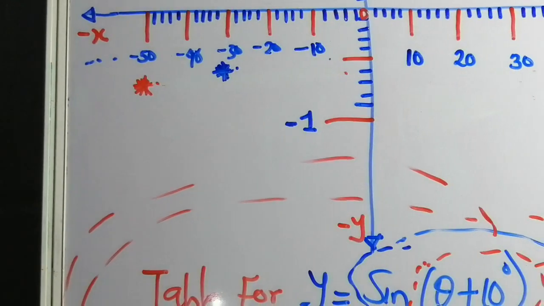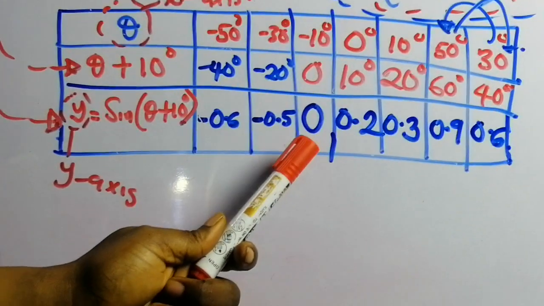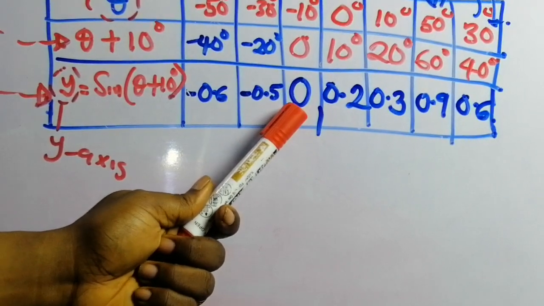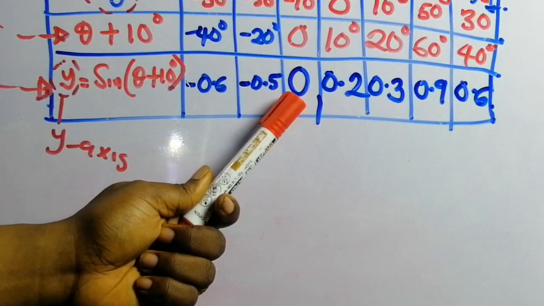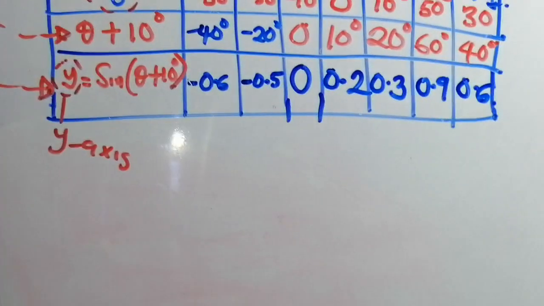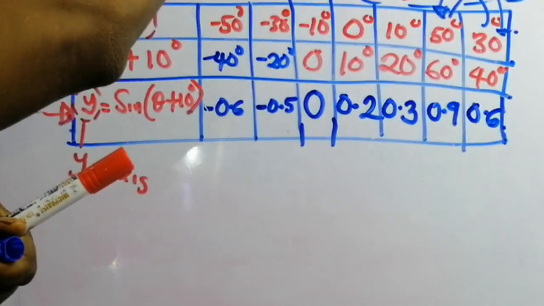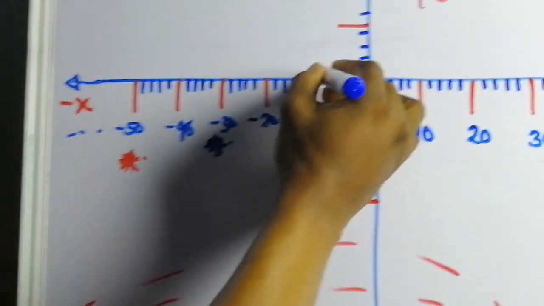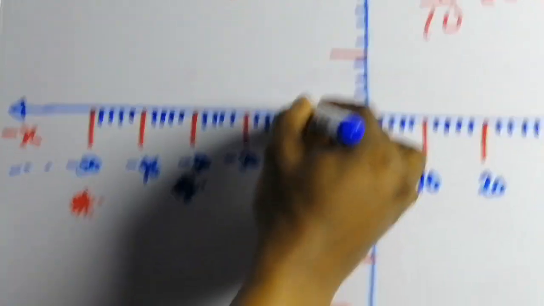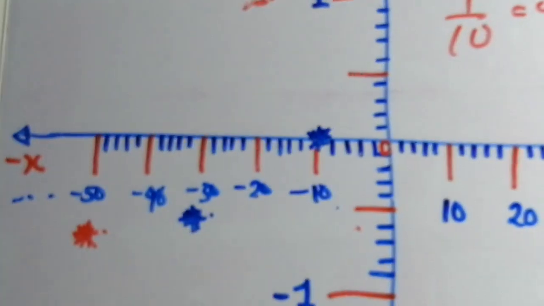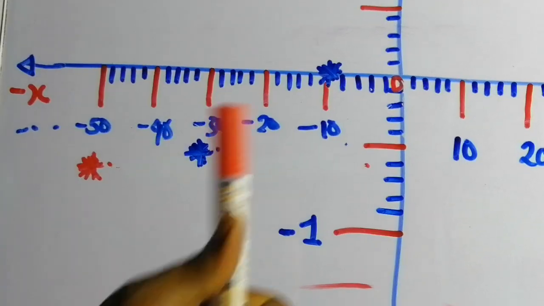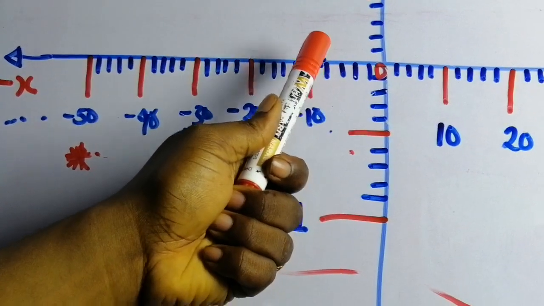Then I'm plotting the next one. Minus 10 degree to what? To 0. It means that my y is 0 at minus 10 degree. All I need to do is just to start it. This is minus 10 and my y is 0. Okay, you start it there. That's it. So you trace your 0. You trace it here.